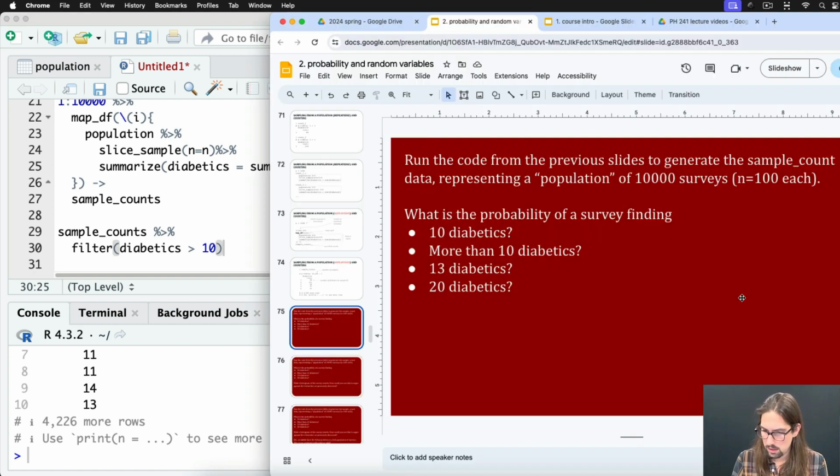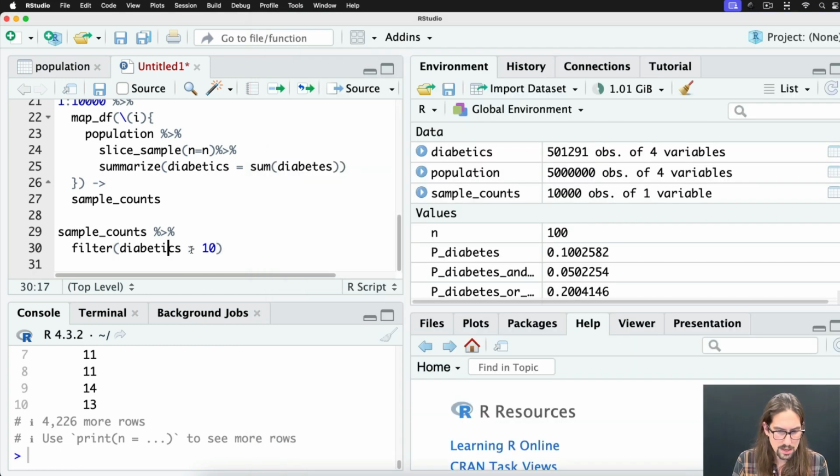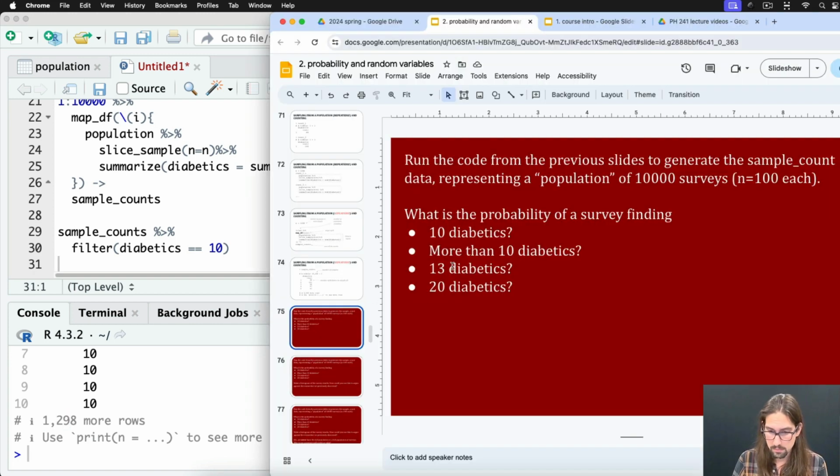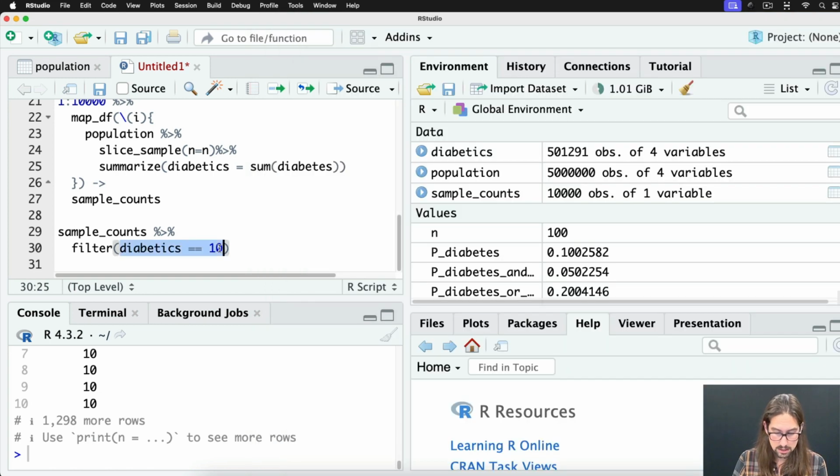Okay, 10 diabetics exactly. That probability is about 12%. 13 diabetics, we can do that. 13 or more. That probability is about 20%.